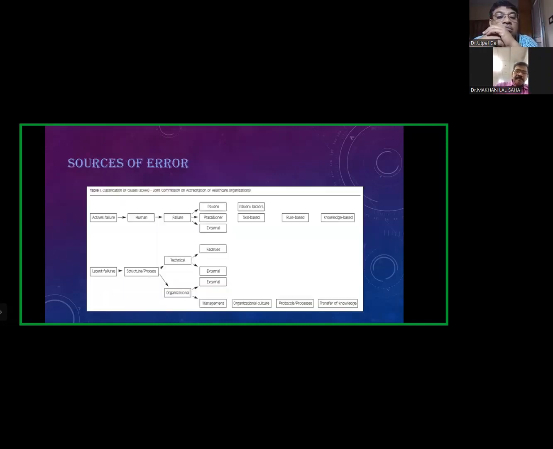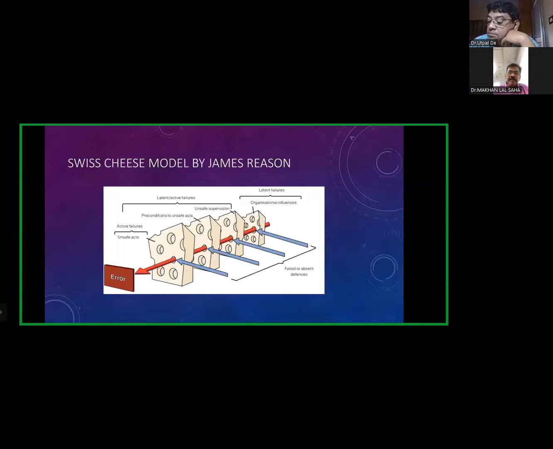There are two types of errors: active failures and latent failures. Active failures are those which are done by the ground staff, that is the human performing the task. And the latent failures are the decisions taken by the higher authorities. The Swiss cheese model by James Reason states that multiple barriers or defenses should be set up, but these defenses are full of holes. The holes represent the active and the latent failures. Multiple active and latent failures may come in line and cause an error.